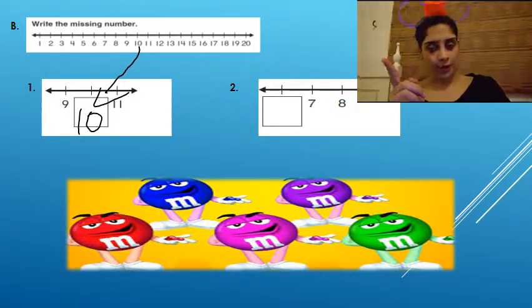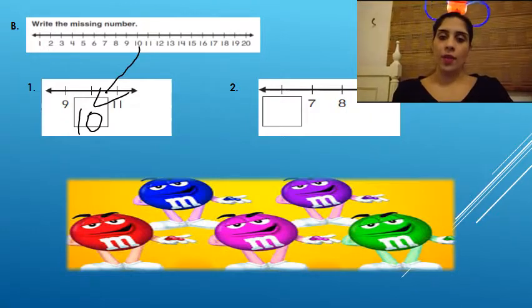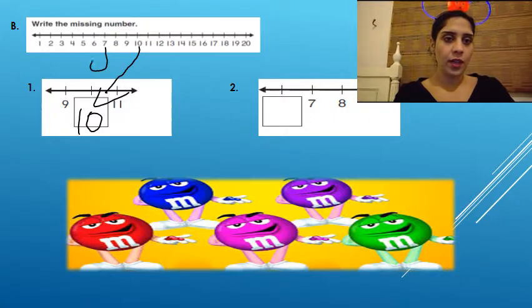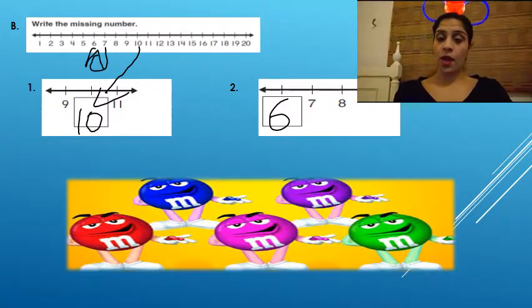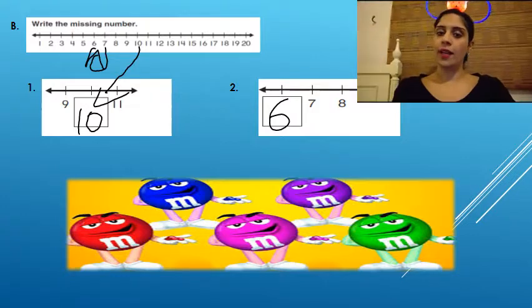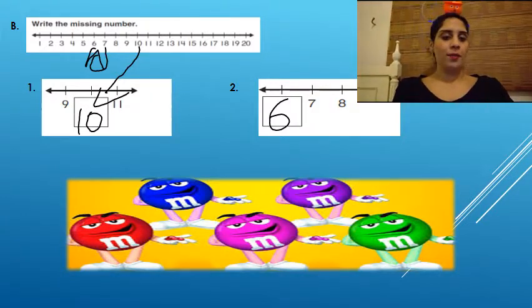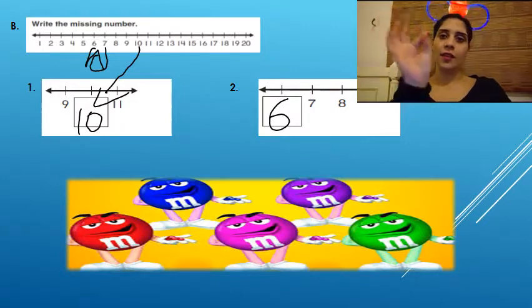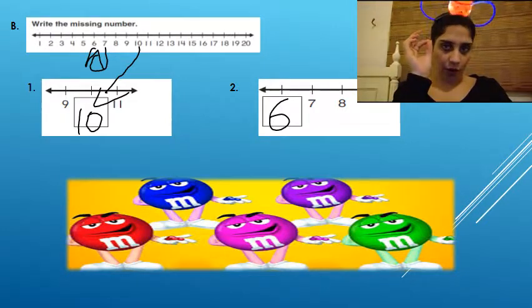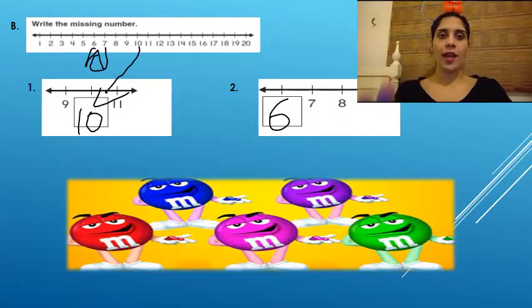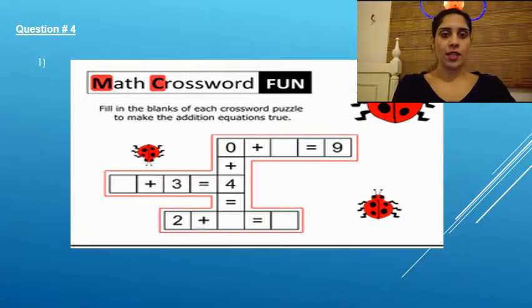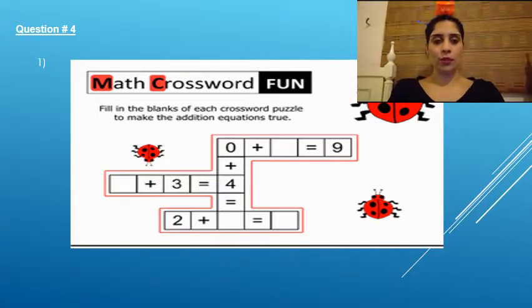The second one, we have to count. We have here 7 and 8. What comes directly before 7 here? We have number 6. Let's try to count 6, 7, and 8. Great job! Mr. M&M and his team here are waiting that they know and they are pretty sure that grade 1A and grade 1B will solve this worksheet. Let's go now to question number 4.